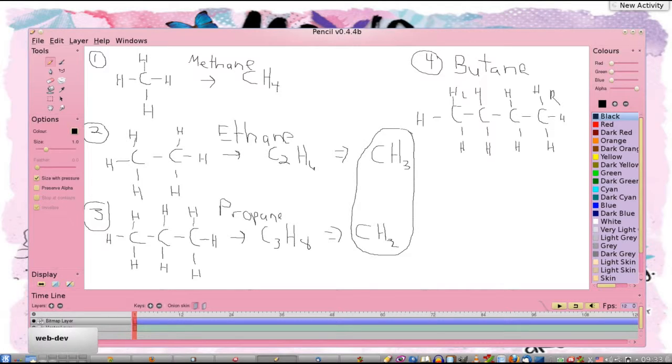As we go into larger ones, there are 3 more that you probably don't know. We're probably going to do pentane in the next one, and then we'll do octane. You know octane as gasoline.